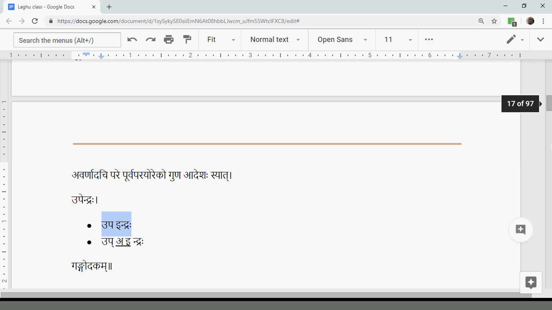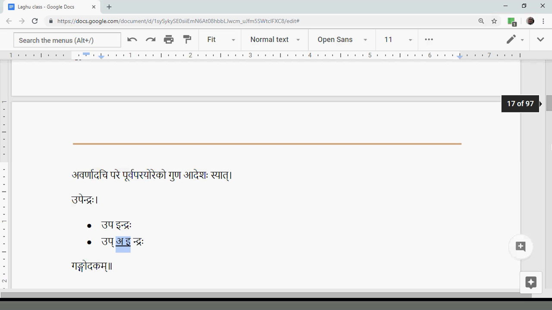Between words, of course, upa and indra, when they are pronounced in close proximity, in samhita, there is a sandhi. What is that sandhi? Sandhi is actually between a and i. At that time, purva parayoho. Purva is a: purva akara and para ikarayoho, tayoho, ekaha gunaha adesha syat.